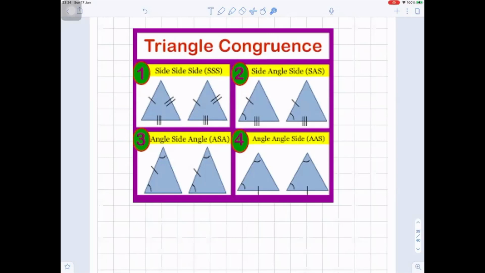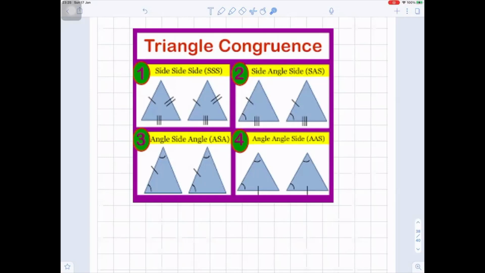Another way to know if 2 triangles are congruent, you can do side angle side, SAS. One side is the same for both of them. The next side is the same for both of them. And the corresponding angles are the same. So 2 sides and 1 angle are the same.